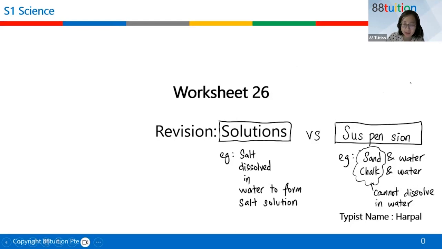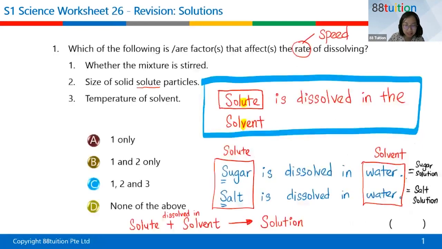Versus means compare. Okay, so back to this. What are the factors that will affect how fast a solute can dissolve in the solvent? When we stir, I'm going to write here, stirring. Will it be faster or slower dissolving? Can you all type into the chat, stir, faster or slower dissolving?